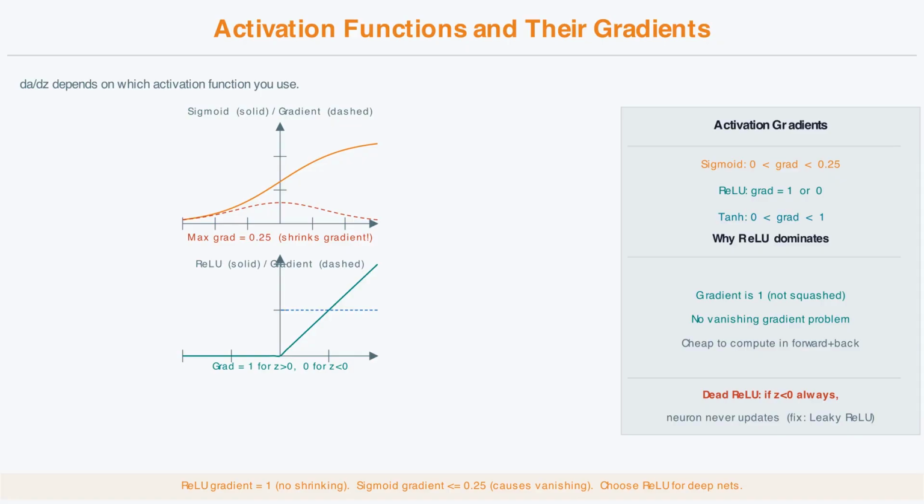ReLU, by contrast, has a gradient of exactly 1 for all positive inputs and 0 for negative inputs. No shrinkage. Gradients pass through cleanly. This is why ReLU became the default activation for deep networks. For the output layer of a classifier, softmax is still standard. But for hidden layers, ReLU and its variants like leaky ReLU dominate.